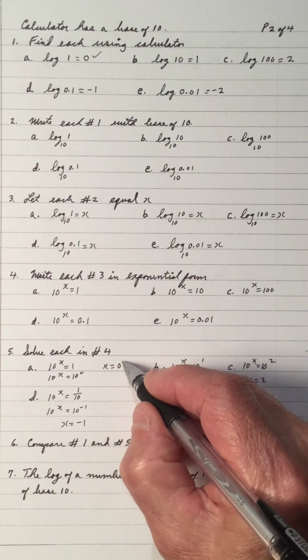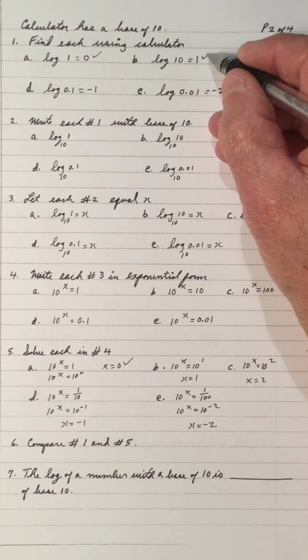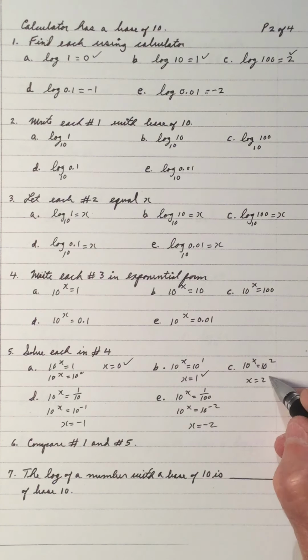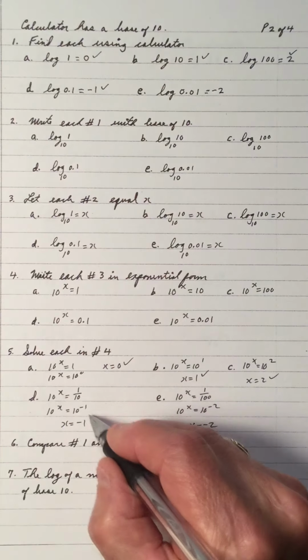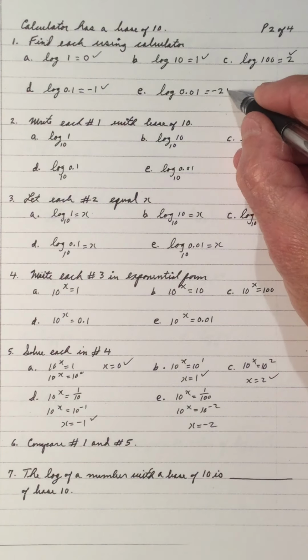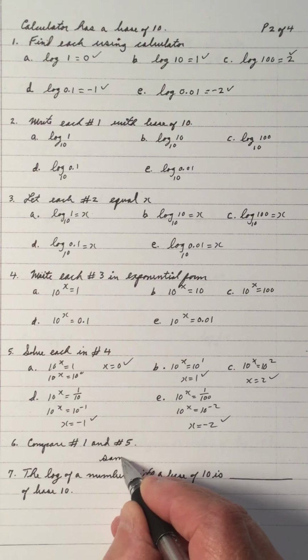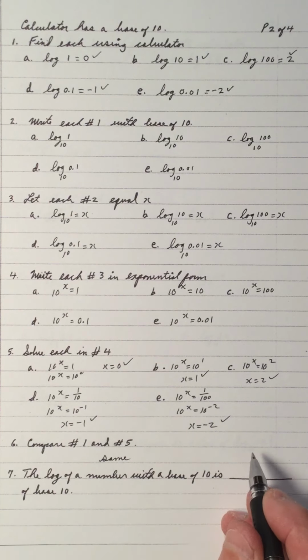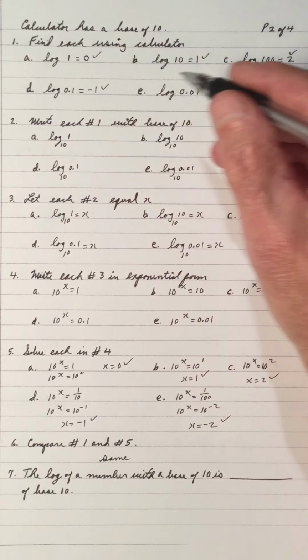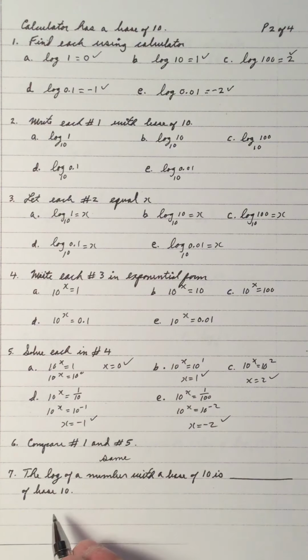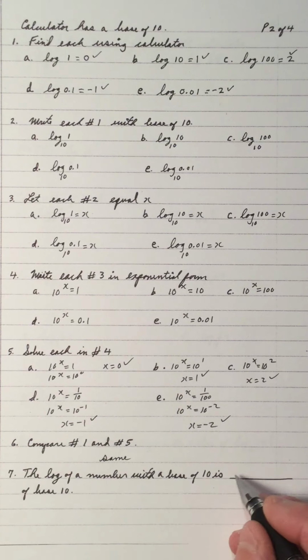Notice, compare number 1 to number 5. 0, 0 is the answer. 1, 1 is the answer. 2, 2 is the answer. Negative 1, negative 1 is the answer. Negative 2, negative 2 is the answer. So compare. They're the same. A is 0. B is 1. And why did they do that? To point out the log of a number with a base of 10 is the exponent of the base.